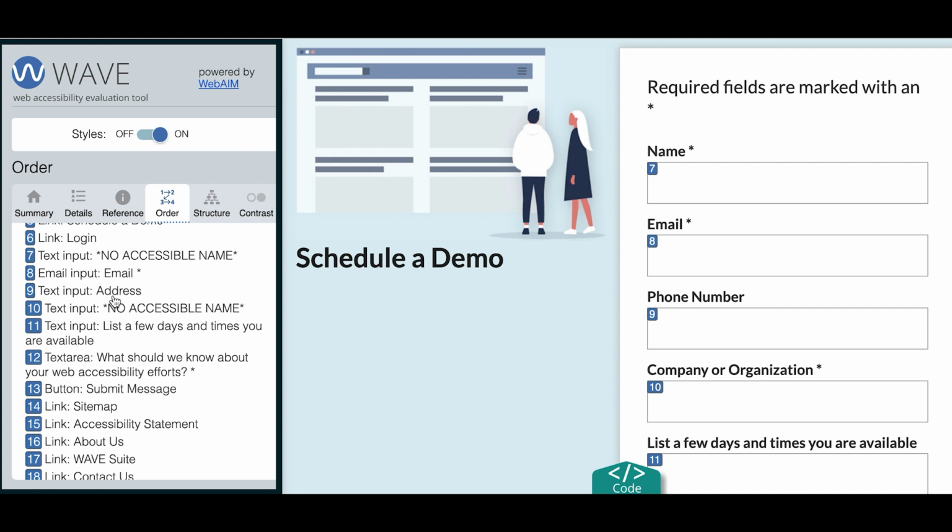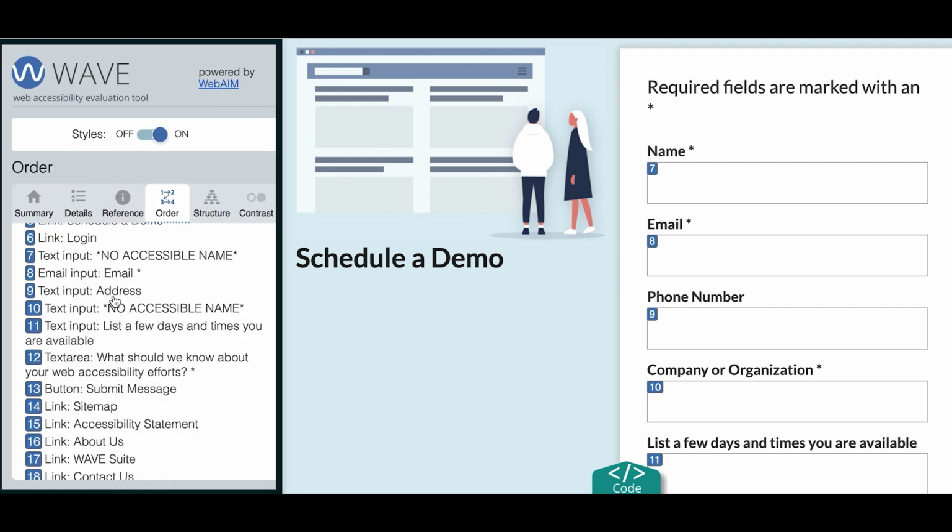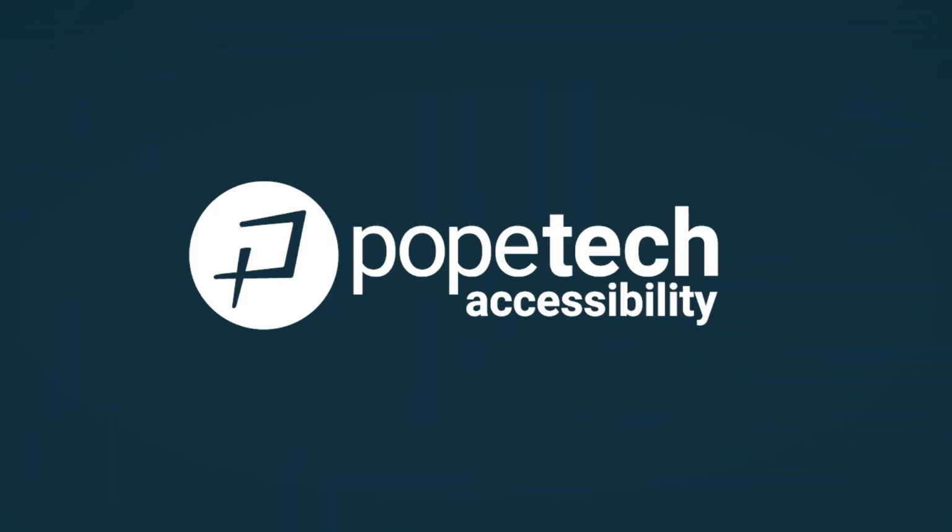Now I can determine the impact of the labeled and unlabeled form inputs. I'd consider questions like, how much of the form is accessible? Are key form inputs working? Could someone with a disability still complete the form with minimal confusion? Or are there barriers that make it so someone with a disability couldn't complete the form at all? You're ready to use Wave to determine the impact of labeled and unlabeled form inputs on your web pages.